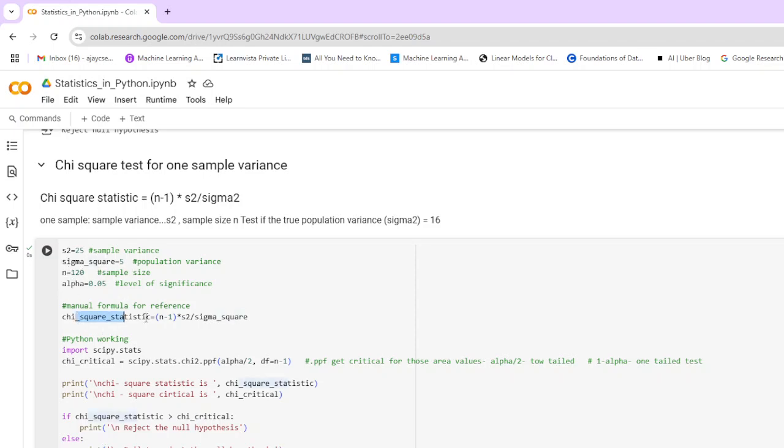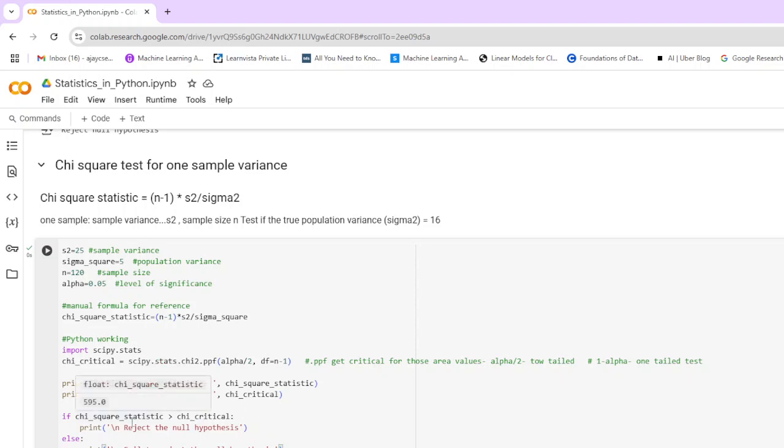Now we calculate the chi-square statistic. The chi-square statistic is calculated by n minus 1 into sample variance divided by the population variance. And here then we calculate the chi-square critical value. For this I need to pass the alpha and degrees of freedom. Degrees of freedom is given by n minus 1. For the two-tailed test we pass alpha by 2, and if it is a one-tailed test I pass 1 minus alpha. So here I get the chi-square statistic and the chi-square critical value.